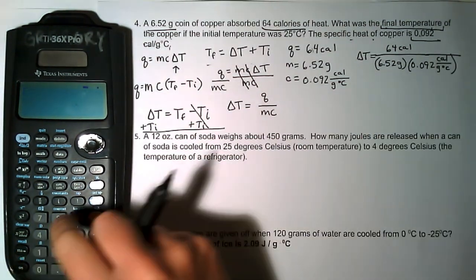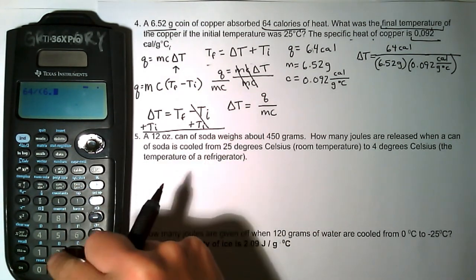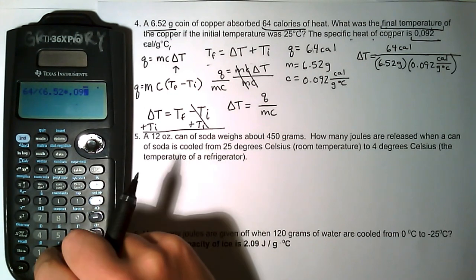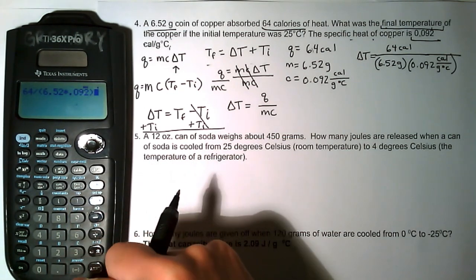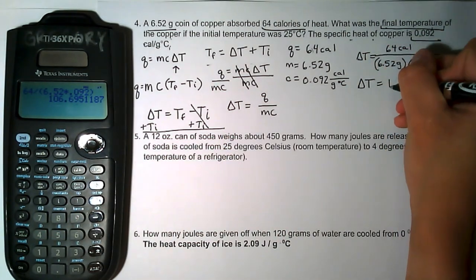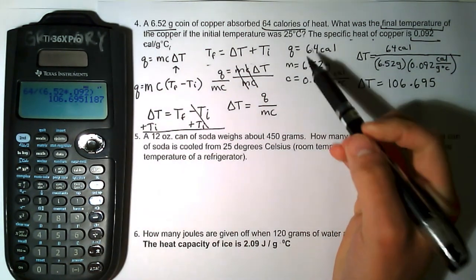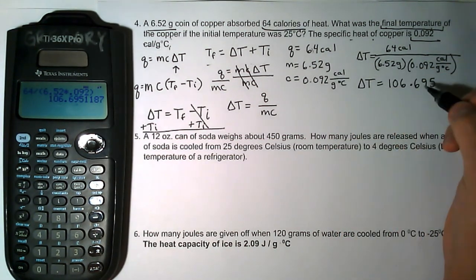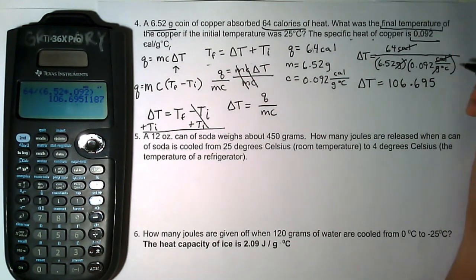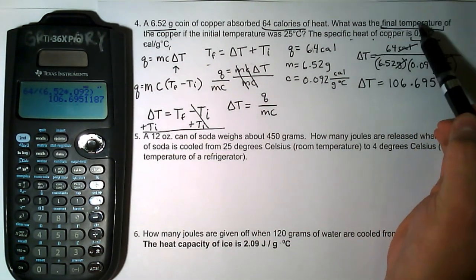So we can substitute this into our calculator. 64 divided by, open parentheses, 6.52 times 0.092, close parentheses, hit enter. That gives us a delta T of 106.695. But the problem is not asking us for delta T. We first should figure out our units. Calories cancels out, grams cancels out, so we're left with degrees Celsius. But the problem wants to know what was the final temperature.